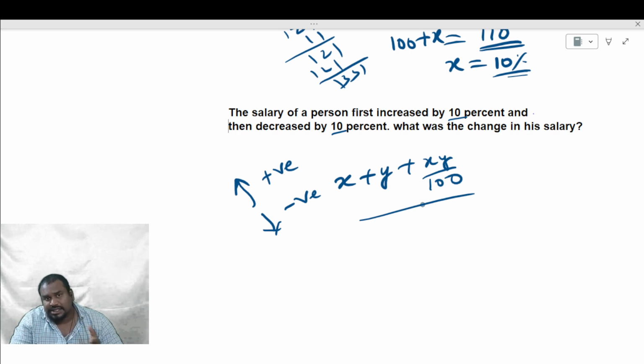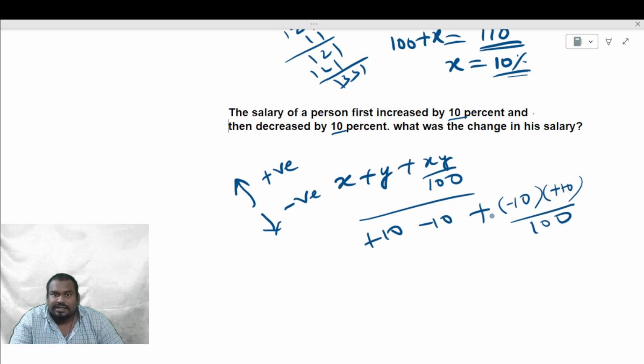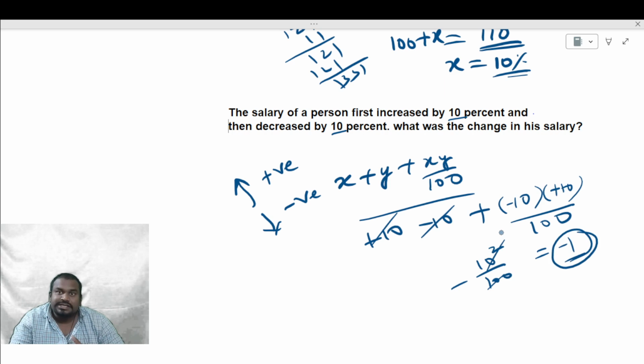But there is a very effective shortcut that you can use directly. Increase by 10%, I'll use plus 10, and decrease by 10%, minus 10. Plus into minus gives plus 10 minus 10, multiplied, divided by 100. The 10 and minus 10 get cancelled, leaving 10 square by 100 with a minus in front. So these two get cancelled. Minus 1 is the answer, which means effectively it will decrease by 1%.